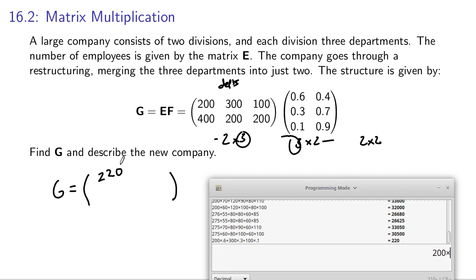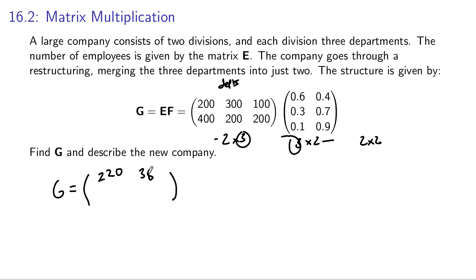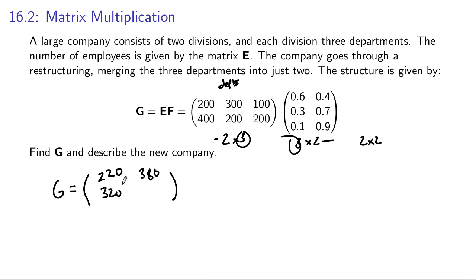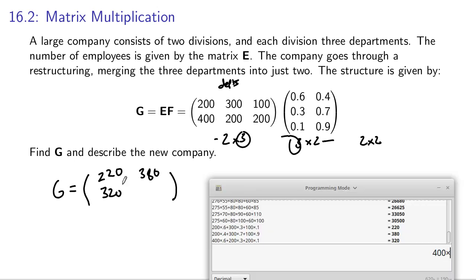First row, second column, 200 times 0.4 plus 300 times 0.7 plus 100 times 0.9, 380. 400 times 0.6 plus 200 times 0.3 plus 200 times 0.1, 320. And last but not least, 400 times 0.4 plus 200 times 0.7 plus 200 times 0.9 gives us 480.